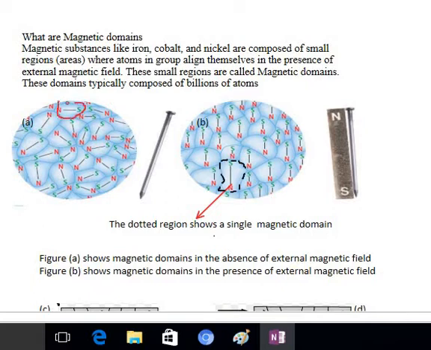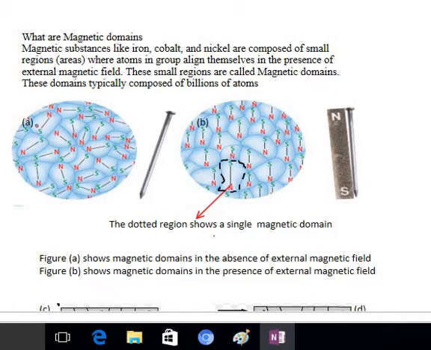These regions are the magnetic domains, and each magnetic domain consists of a large number of atoms, sometimes billions of atoms. Similarly, this is another magnetic domain. All the magnetic domains have a magnetic field, so each magnetic domain behaves like a tiny magnet. Here you can see the north pole of the tiny magnet and the south pole of the tiny magnet. So what happens to these magnetic domains in the absence of a magnetic field?